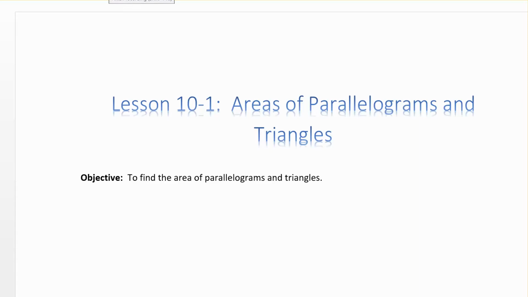Today we're going to look at lesson 10.1. We're actually going to jump around in the book a little bit, and we're going to look at areas of parallelograms and triangles today. So our objective is to find the area of parallelograms and triangles.